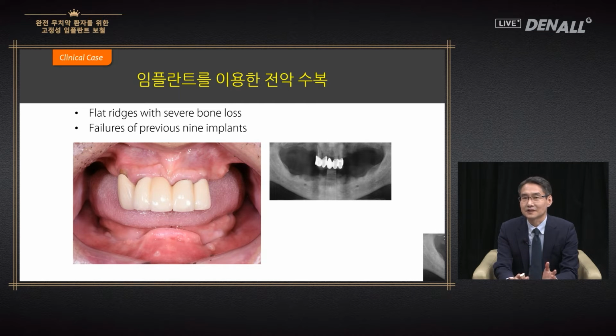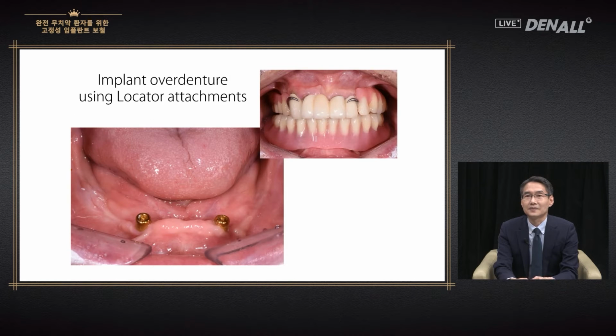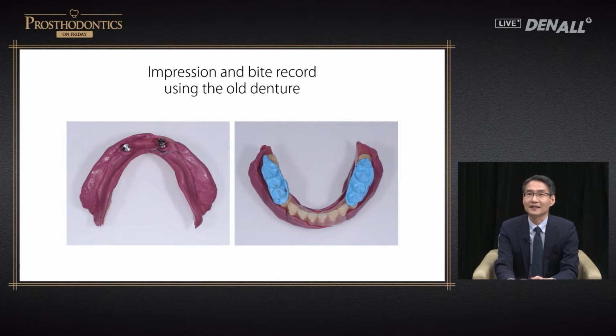In the lower, the patient wanted implant over denture in the beginning, so 2 implants were placed. Locator attachment and over denture was done. In the upper, the existing denture was used. The patient used to wear full denture, so at this stage, the patient was very happy. After 1 year, the patient came in and requested for fixed prosthesis.